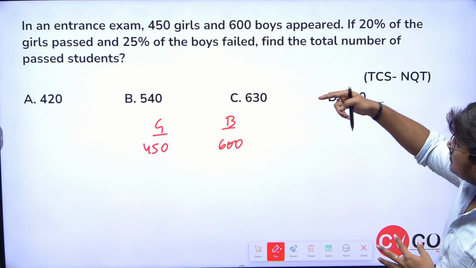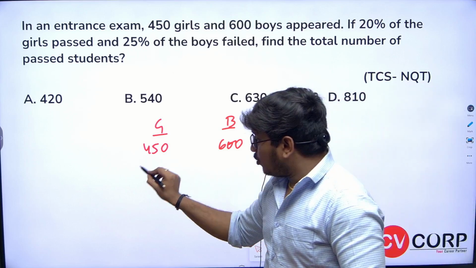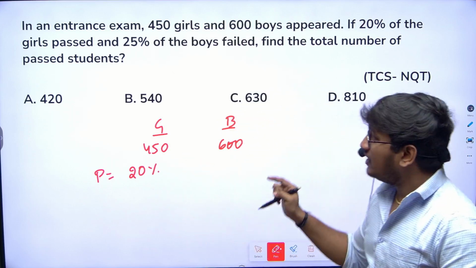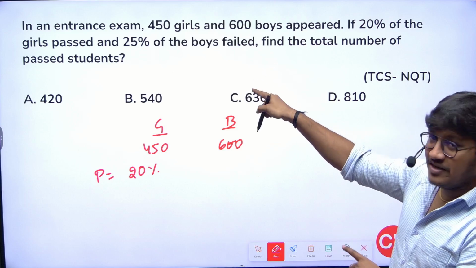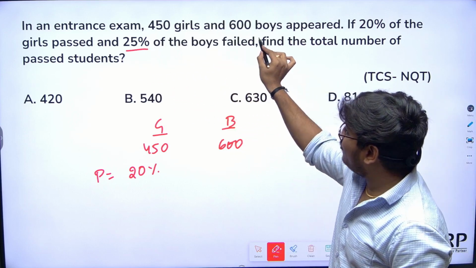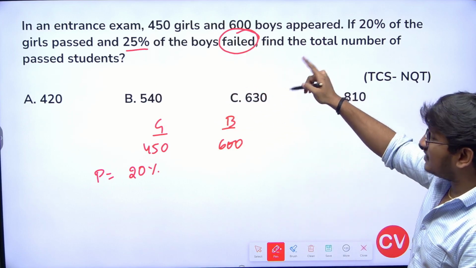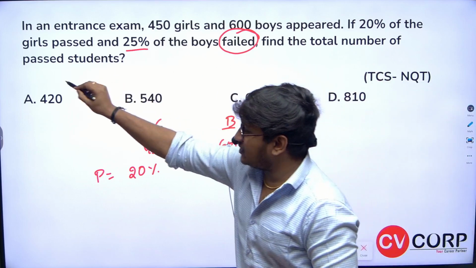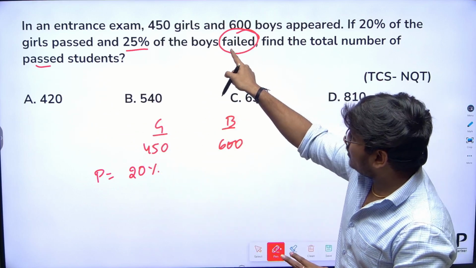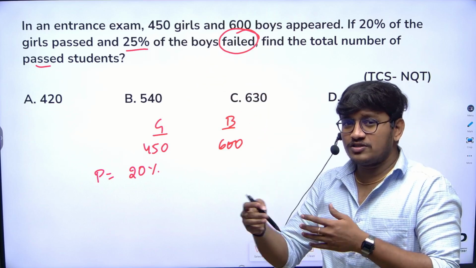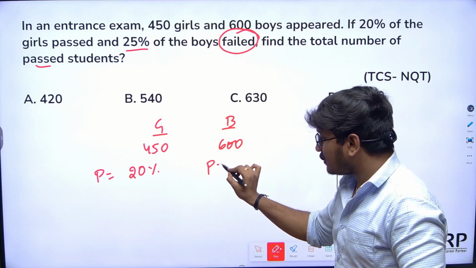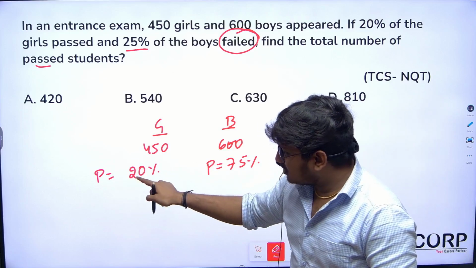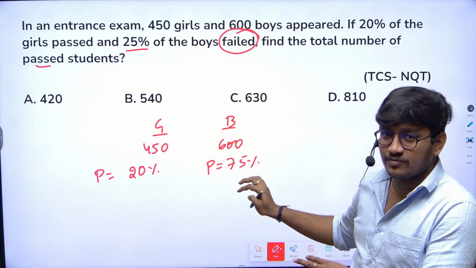If 20% of the girls passed, so out of 450, the pass percentage is 20% of the girls. Now for boys, they mention that 25% of the boys failed. The question is to find the total number of passed students. If 25% of the boys failed, how many boys might have passed? Obviously the pass percentage is 75. So 20% of the girls passed and 75% of the boys passed.